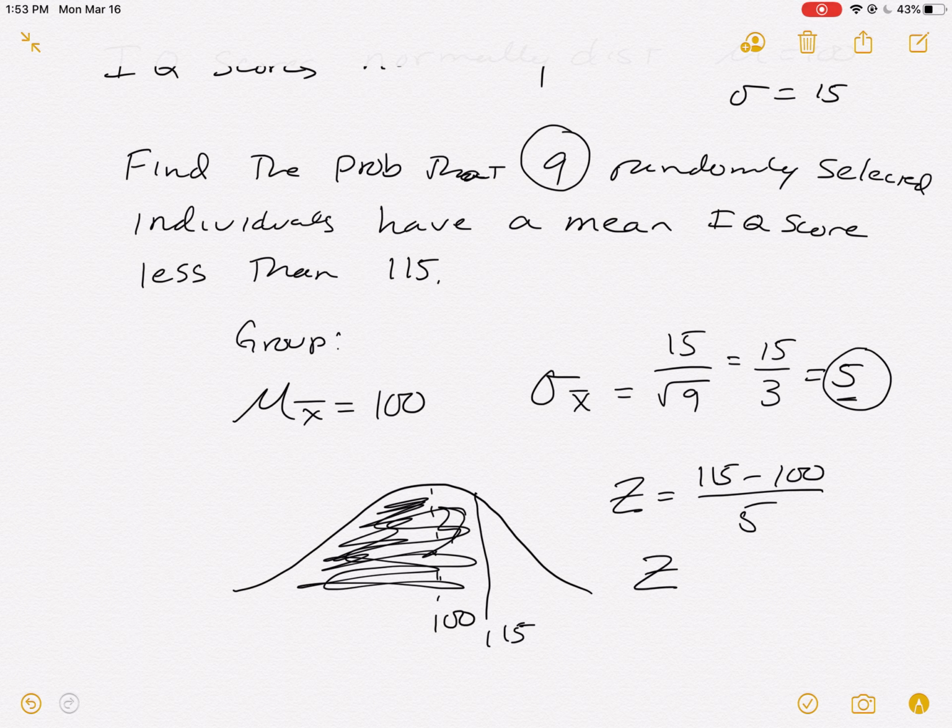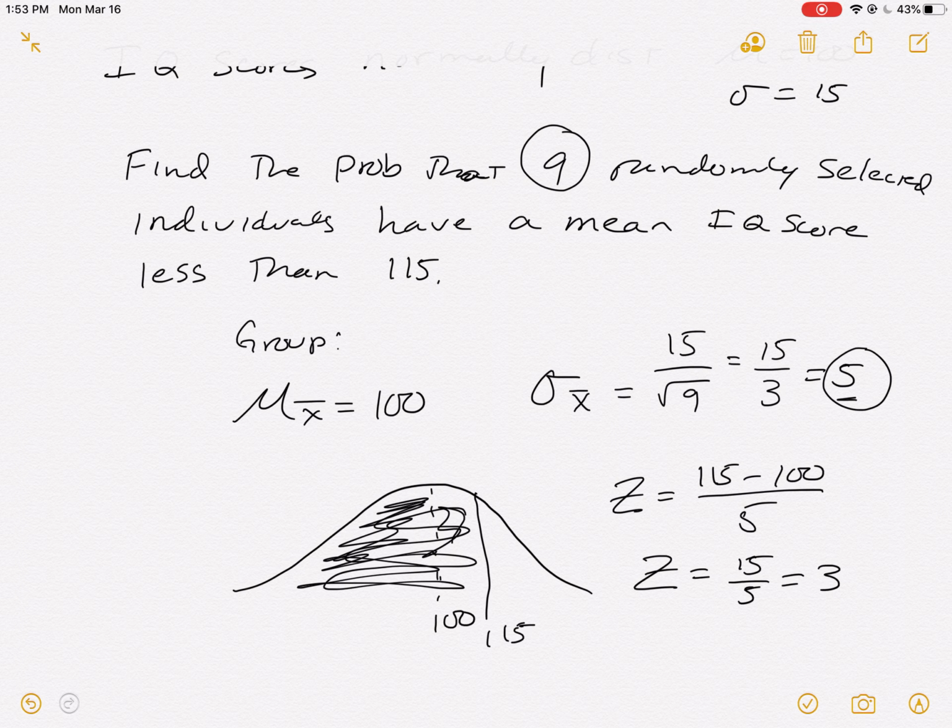And so what am I getting? Z is equal to 15 over 5. Z is equal to 3. And so instead of getting, what I was getting when I had 115 before of a z-score of 1, I'm now going to get a z-score of 3 because I have a lower standard deviation. And so we'll look that up.